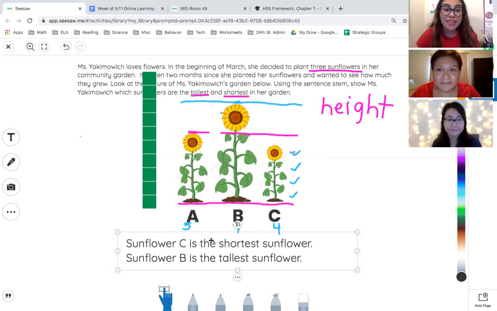So I hope that this is helping you understand what height is and how to measure height in objects.